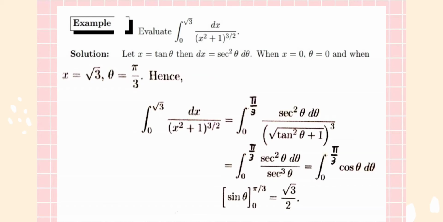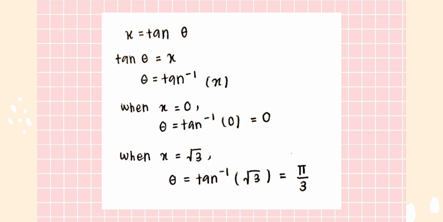Firstly, we need to let x equal tangent theta, and then we differentiate, we will get secant square theta d theta. We also need to change the limit with respect to x into the limit with respect to theta. To find the limit with respect to theta, x equals tangent theta, and then theta will be tangent inverse x. When x is 0, theta will be 0. When x is square root 3, theta will be pi over 3.